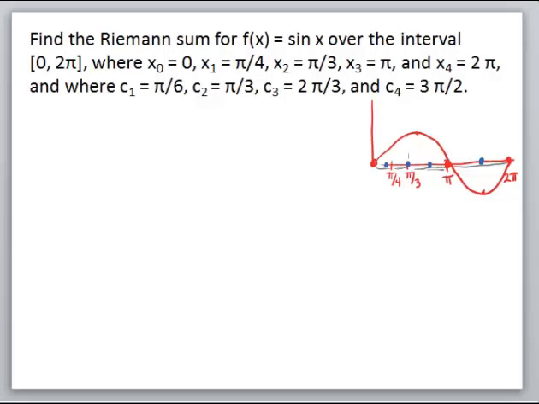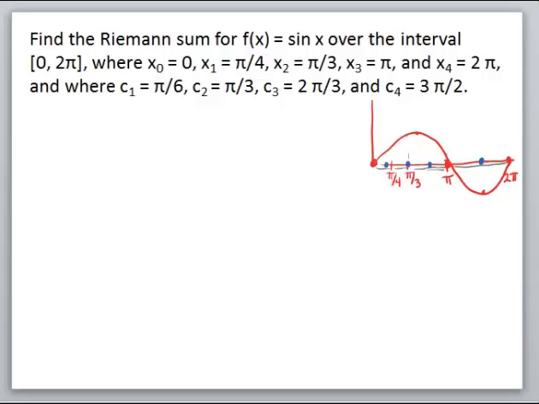Alright, in this last problem, they're asking me to find the Riemann sum of f of x equals sine x over the interval from 0 to 2 pi. And I've already started to draw out this picture so you can see what's going on a little better. These first 5 numbers are where they want my intervals to be broken up. So I'll be making a rectangle from 0 to pi over 4, from pi over 4 to pi over 3, from pi over 3 to pi, and from pi to 2 pi.